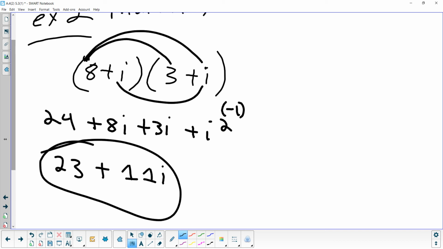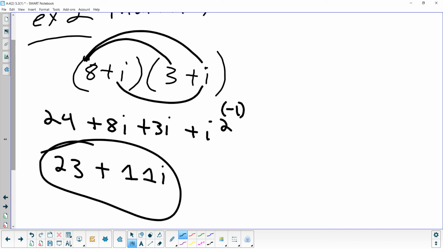What happens if you mix up the order? Does it matter or not? It would matter if I specifically asked you, like on the test, what's the real part? And you said 11 because you're like, oh, that was in the front, but that would make a difference there. So you have to understand 23 is the real part and 11 is the imaginary.